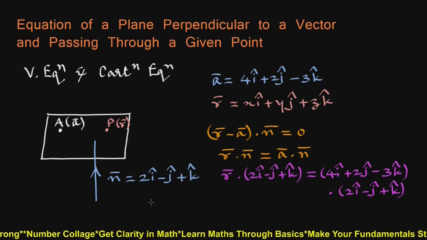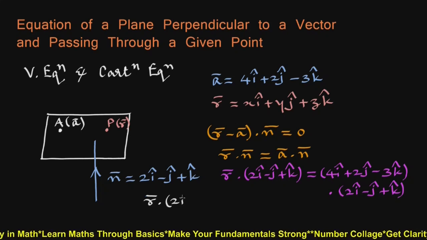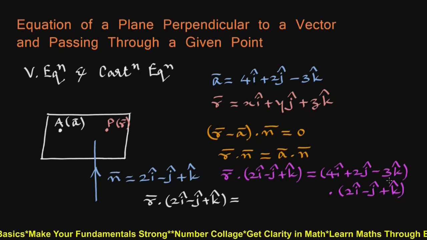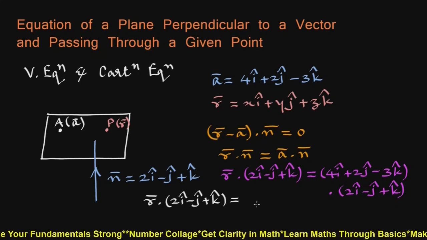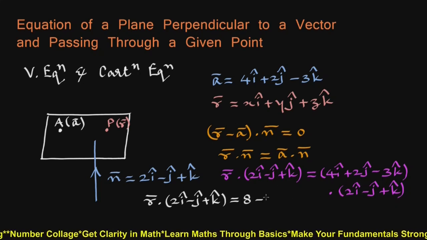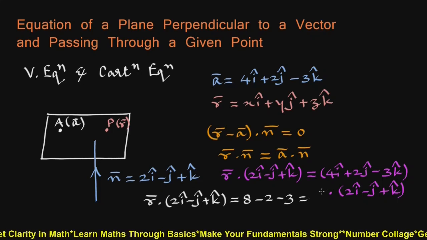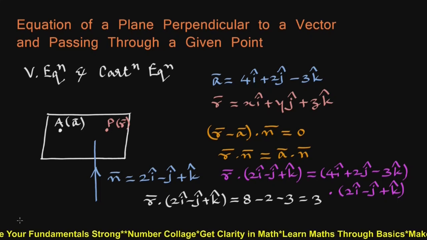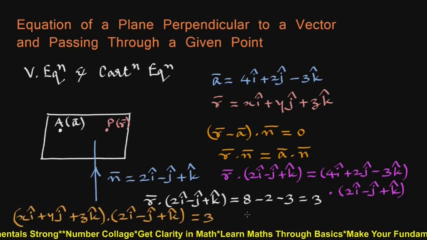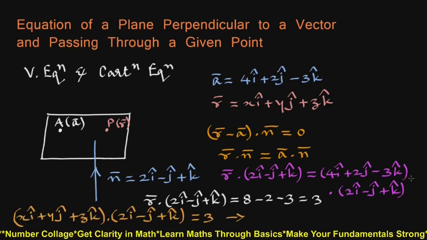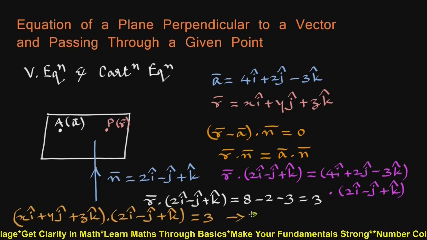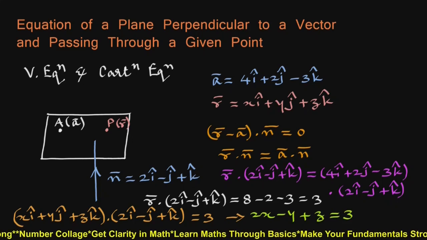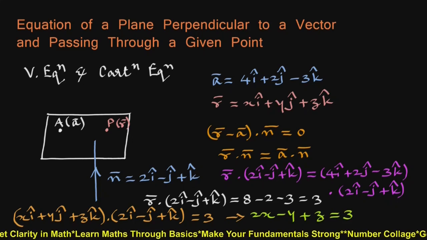This will be r bar dot 2 i cap minus j cap plus k cap equals dot product of these two vectors, 4 twos are 8, minus 2, minus 3, that will be 3. Substituting the value of r bar, after dot product this works out to be 2x minus y plus z equals 3, which is the Cartesian equation in the standard form.